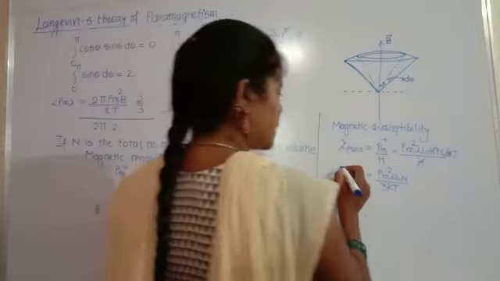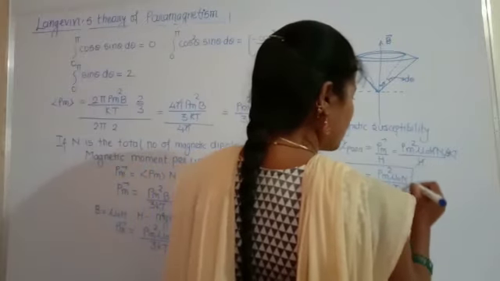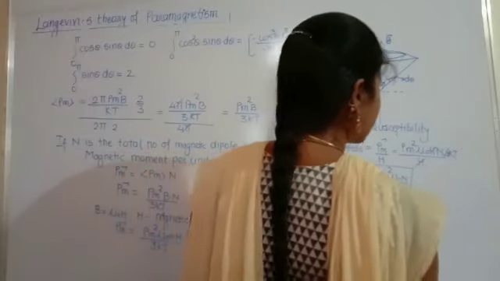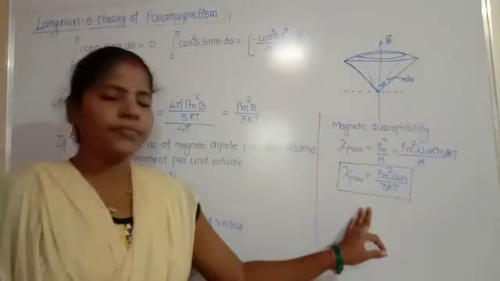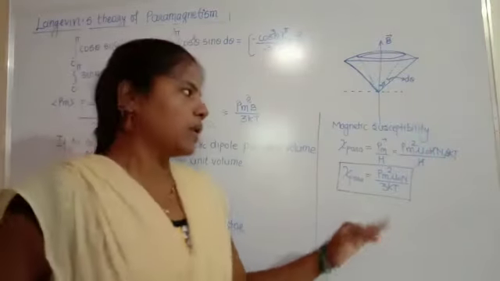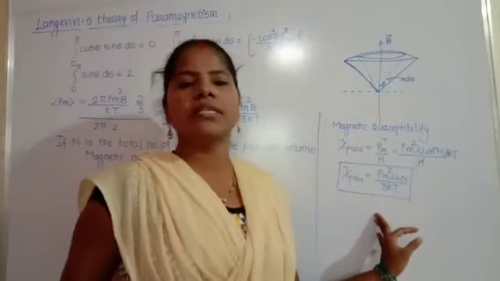So this is the equation for the Langevin theory of paramagnetism. It means the magnetic susceptibility for paramagnetic substances is found to be Pm square mu 0 N by 3 Kt. Okay, so this is the equation. We will see the significance of this equation in the next class.